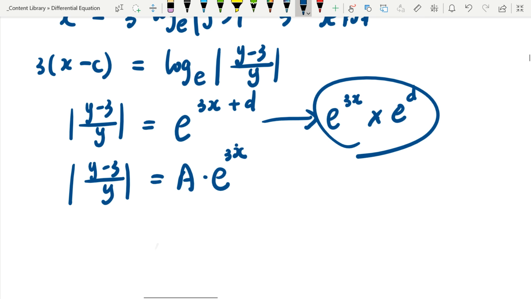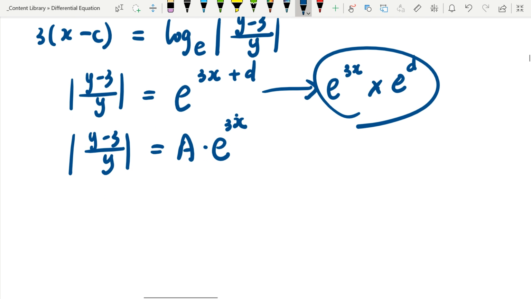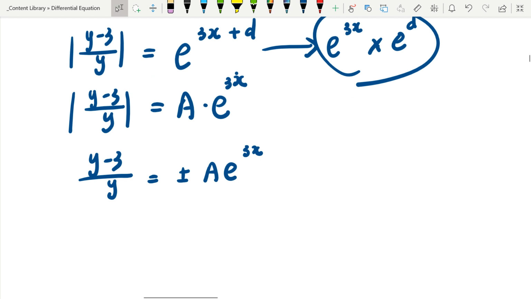Also, this a could be positive or could be negative, right? When you get rid of the modulus, it's basically just plus minus of this number. But a can be just positive or negative. It doesn't really matter, it depends on how you solve it. When you substitute the value in, it depends whether a is negative or positive. So I don't really need this plus minus here, because a could be positive or a could be negative.